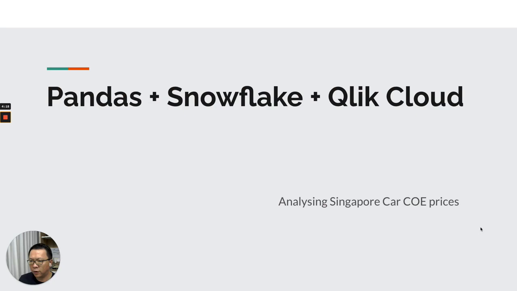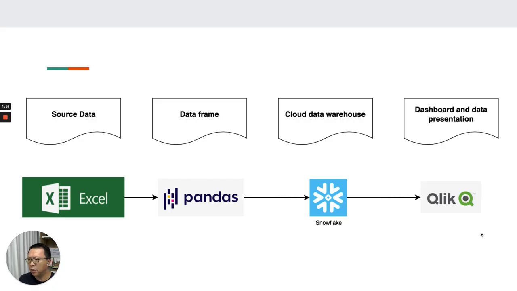So first of all, let me run through the high-level flow of today's workshop. We will get the source data in an Excel format. Then we will load it into Pandas. After that, we'll use a Snowflake utility to write the Pandas data frame into Snowflake. After that, we will connect Qlik with Snowflake and create a dashboard on this data analytics.